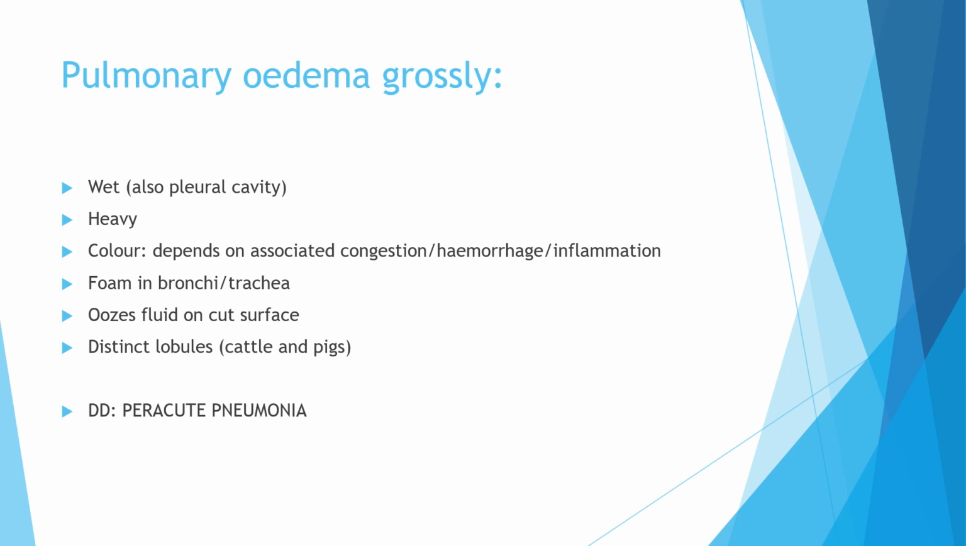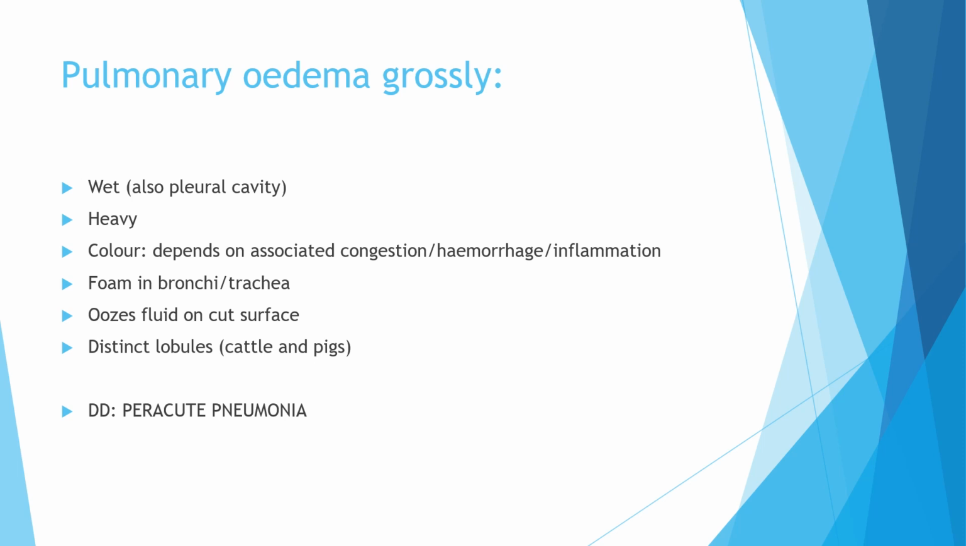The animal often presents with foam in the bronchi, which you'll see in the bronchial bifurcation. It can go all the way up the trachea, and sometimes the animal presents with foam coming through the nostrils as well as the mouth. On cut surface, the lung just oozes fluid, and especially in cattle and pigs, which have quite prominent septae and interlobular septae, those lobules become even more distinct because of the fluid that surrounds them. The lung will also often be quite heavy.